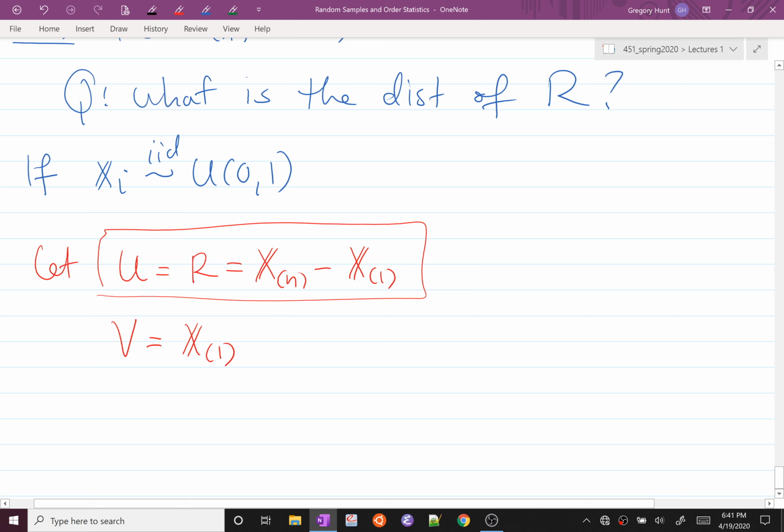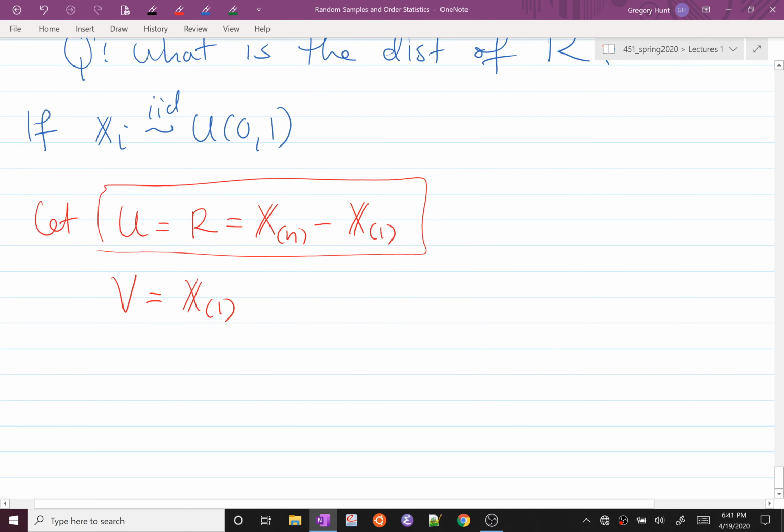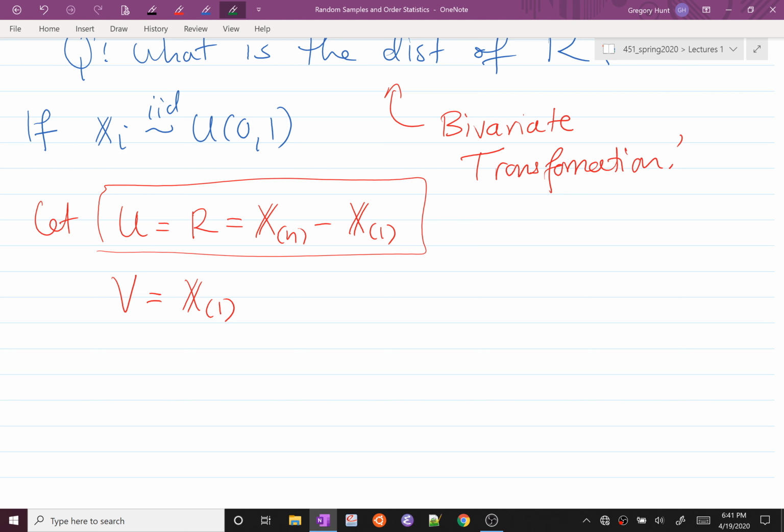And so this is our setup. So what do we do in the bivariate transformation problem? So let's say this is a bivariate transformation, which is everyone's favorite type of problem. So we need inverse functions. We need to get the minimum and the maximum from U and V. So the minimum is, of course, just V.